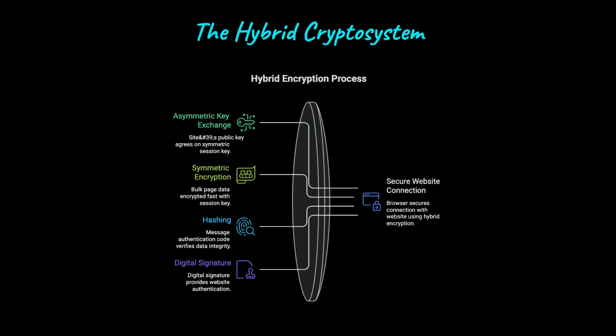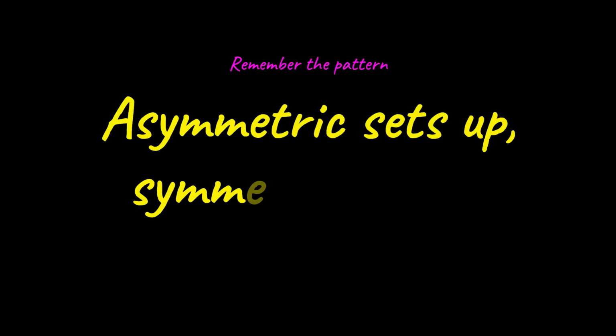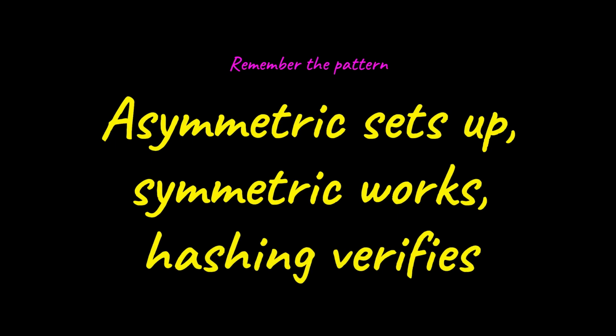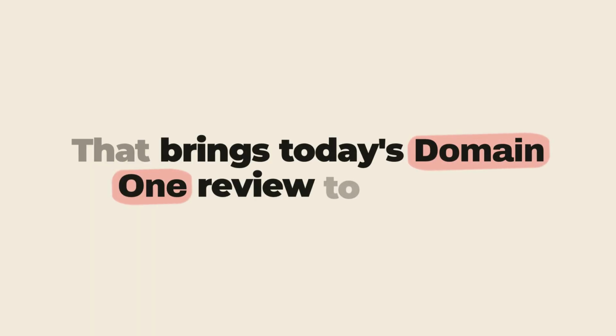Real systems combine all 3 in a hybrid cryptosystem. Asymmetric cryptography exchanges a one-time symmetric session key. Symmetric cryptography then encrypts the bulk data fast, and hashing with a signature verifies integrity and authenticity. This single architecture, asymmetric to set up, symmetric to do the work, and hashing to verify, underlies nearly every secure system, which is why classifying algorithms into their families matters so much. That brings today's Domain 1 review to a close.